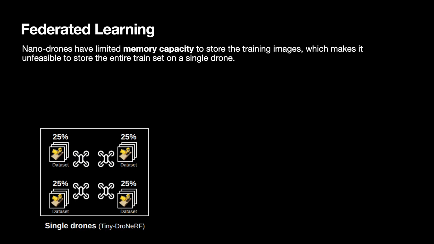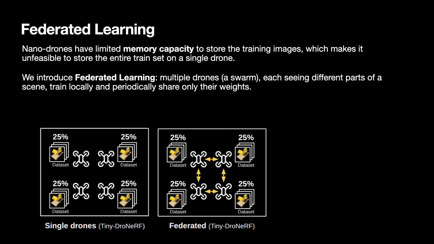Nano-drones have limited memory capacity to store the training images, which makes it unfeasible to store the entire train set on a single drone. We introduce federated learning. Multiple drones, called a swarm, each seeing different parts of a scene, train locally and periodically share only their weights.